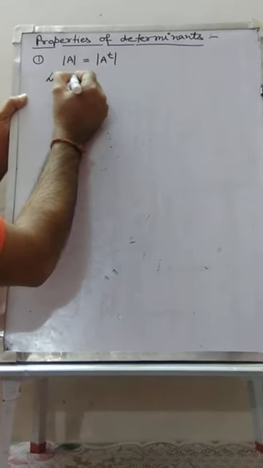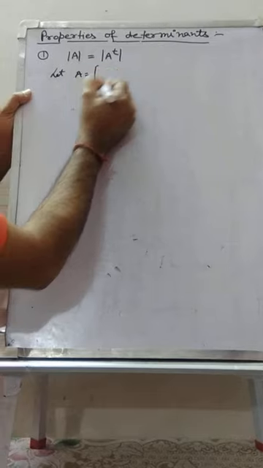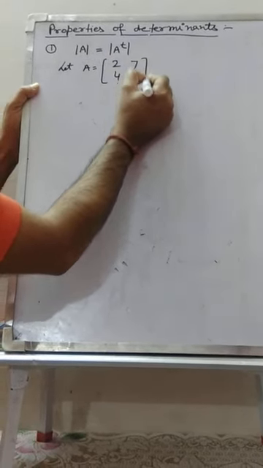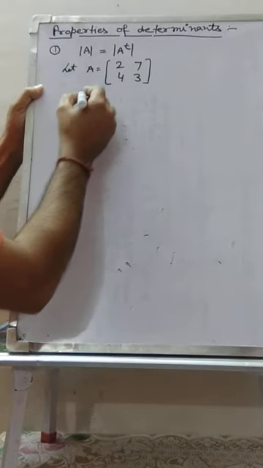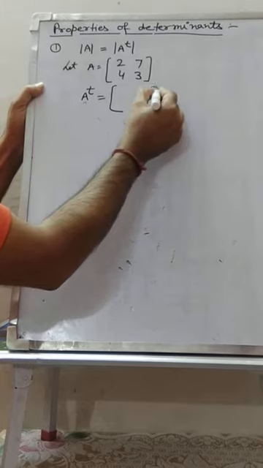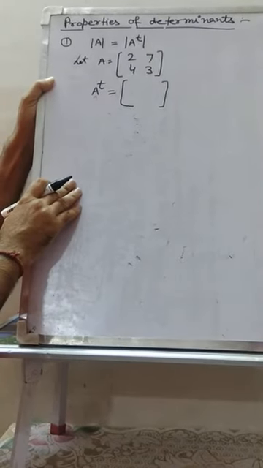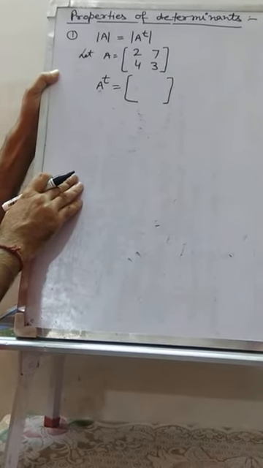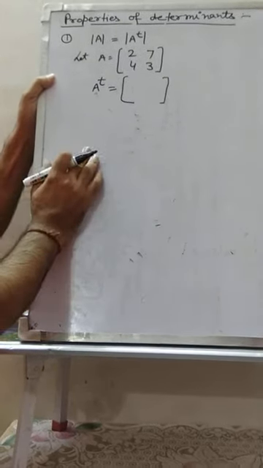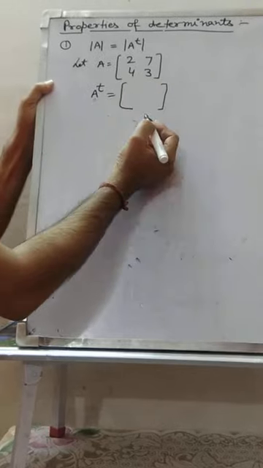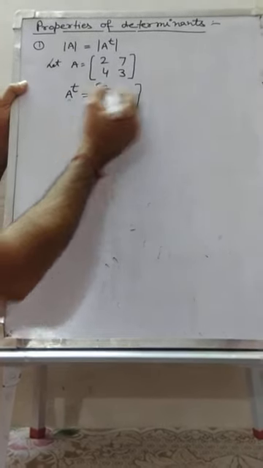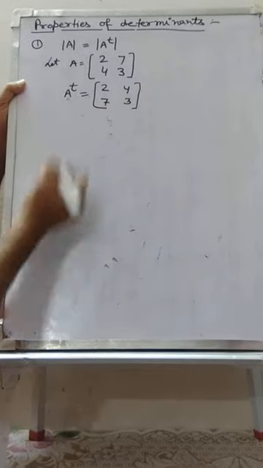Let A be equal to [2 7; 4 3]. Then what will be A transpose? We know the transpose of any matrix is another matrix in which the rows and columns are interchanged. Here 2, 7 is the first row, it will become the first column. So A transpose is [2 4; 7 3].